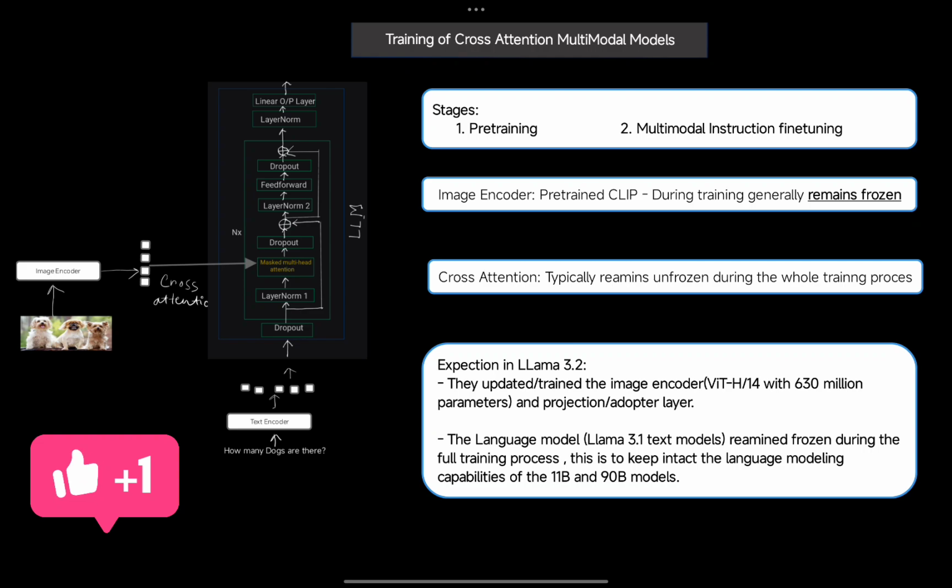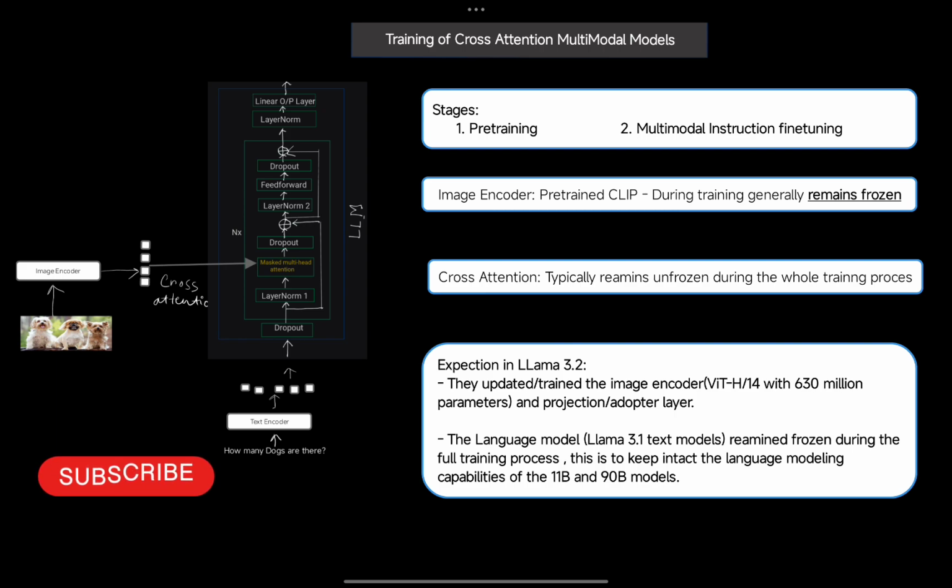Typically Llama 3.2 released a set of 4 models. The 11B and the 90B models are text-image models. They have kept the language models frozen so that they can be used as a text model itself. Whenever the input has only text, the text-related outputs will be optimal. That's why they have kept these language models frozen, to keep intact the language model capabilities, and they have only fine-tuned or trained the vision transformer, which they have used as an image encoder, right?